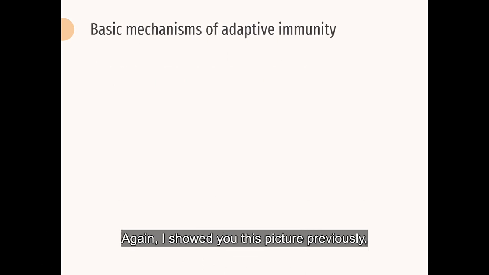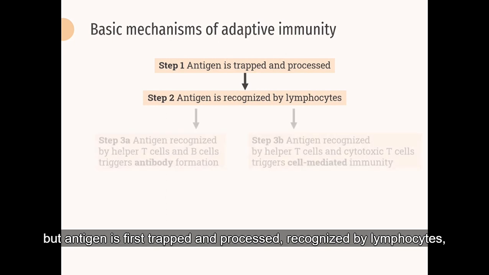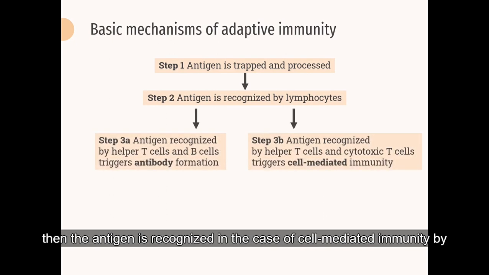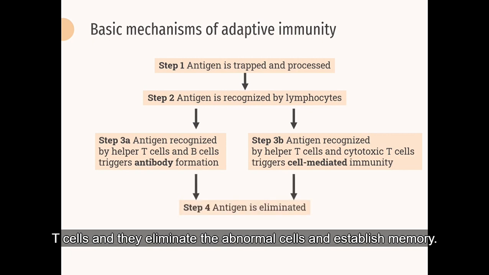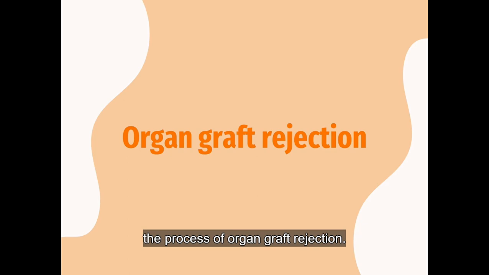Again, I showed you this picture previously, but antigen is first trapped and processed, recognized by lymphocytes. Then the antigen is recognized in the case of cell-mediated immunity by T cells, and they eliminate the abnormal cells and establish memory. I'm going to use as an example of cell-mediated immune responses the process of organ graft rejection.